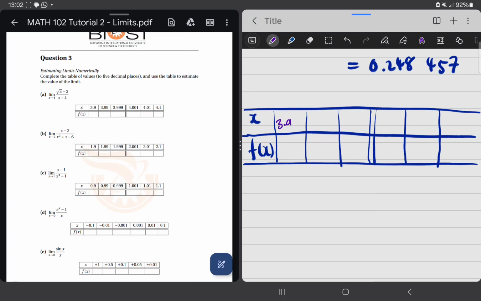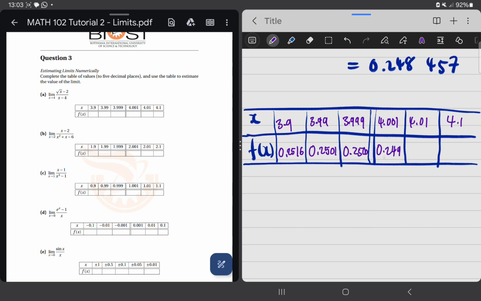Here I have 3.9, 3.99, 3.999, 4.001, 4.01, and 4.1. Then for my solutions, for 3.9, we had 0.251582, okay, 0.2516, you can say. Then here 0.2501, then here it was 0.2500, something like this. Here we had 0.249.